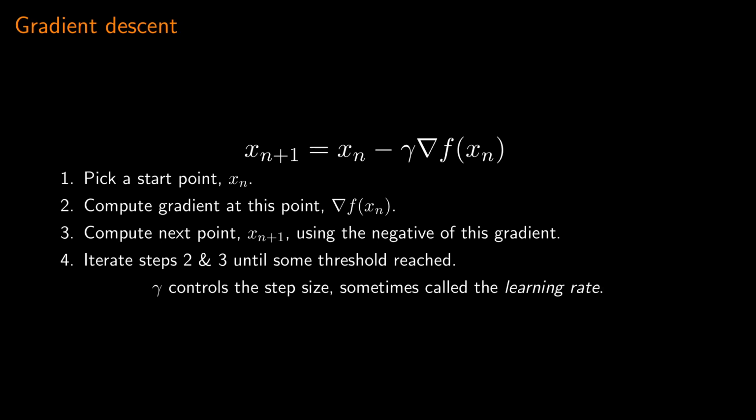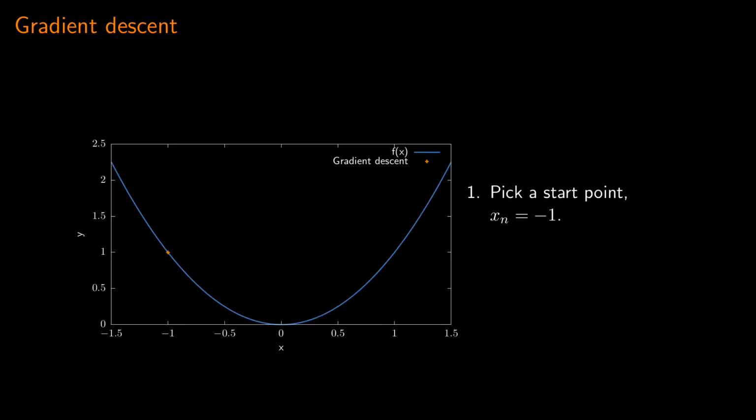Now gamma controls the step size, and this is sometimes called the learning rate. So in machine learning circles where they talk about gradient descent, they would refer to gamma as the learning rate, but I'm going to refer to it more as the step size because it controls the step size, as we will see. So let's look at this example again, a very simple example of the quadratic, and we're going to just work through how we would actually apply gradient descent to that. So the very first thing that we're going to do is pick a start point, which you can see here. So I've picked a start point of xn equals minus 1.